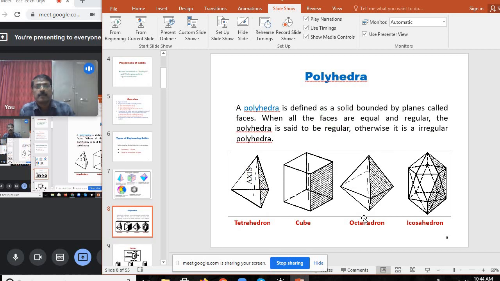Then what are polyhedra? By definition, a polyhedron is a solid bounded by planes called faces. When all the faces are equal and regular, the polyhedron is said to be regular, otherwise it is an irregular polyhedron. For example, let us consider a solid. This one is a tetrahedron. It is bounded with 4 equilateral triangles, and the cube is bounded with 6 square faces. Then the octahedron, a solid bounded with 8 equilateral triangles.